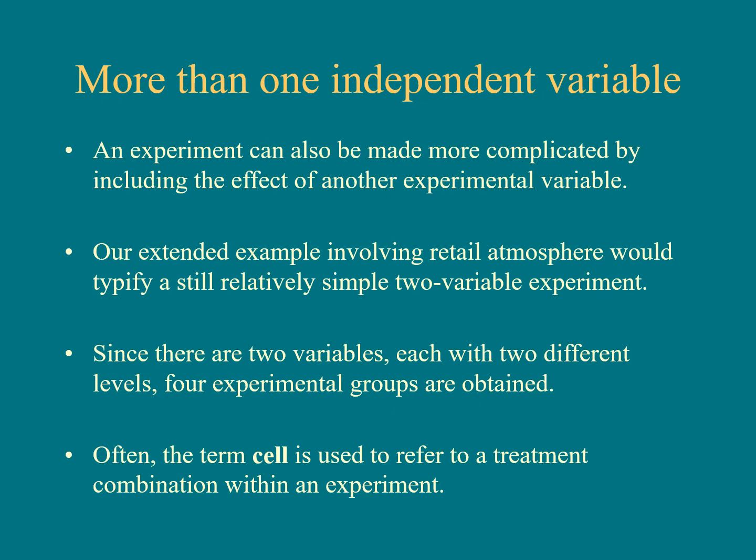More than one independent variable. An experiment can also be made more complicated by including the effect of another experimental variable. Our extended example involving retail atmosphere would typify a still relatively simple two-variable experiment. Since there are two variables, each with two different levels, four experimental groups are obtained. Often the term cell is used to refer to a treatment combination within an experiment.